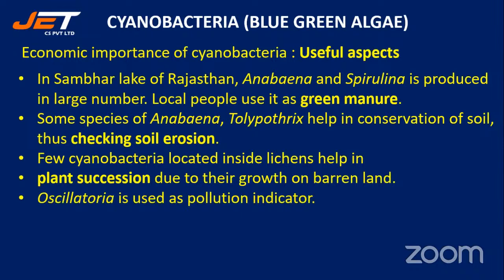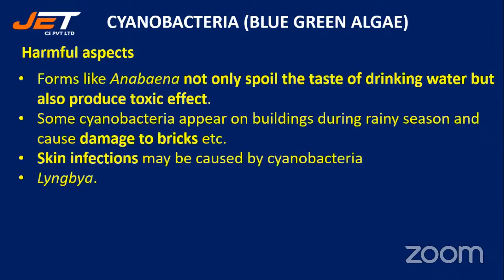In the Sambhar Lake of Rajasthan, and Anabaena, this question has already come, what happens in the Sambhar Lake of Rajasthan. Local people call it green manure. Some species of Anabaena help in the conservation of the soil. Few cyanobacteria located inside lichens help in plant succession. Oscillatoria is even used as a pollution indicator. It increases the fertility of the soil by fixing nitrogen, and it is also used as a pollution indicator. So these are the things you have to remember.